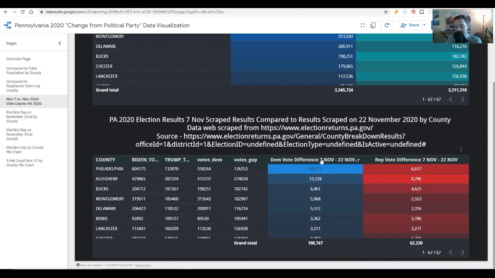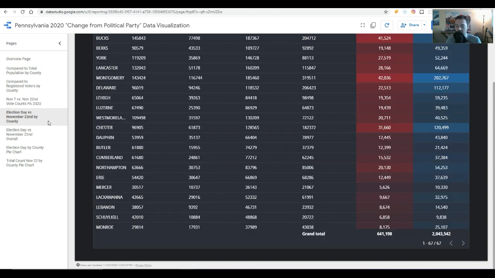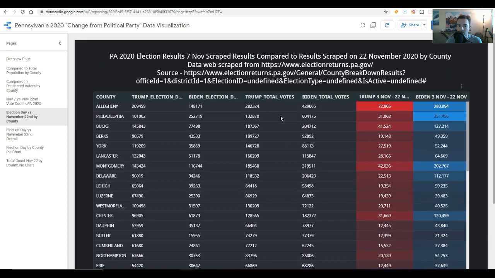Oh, and it's not just post-election day, right? It's November 7th to November 22nd. So that's something to note as well. But we do get into comparing election day against November 22nd, which I felt like was the most relevant one to look at. So what I did was I compared the difference between election day and November 22nd, and I checked each county, and then I checked the gain, right? So we can actually see right here, some of these top populated counties, Allegheny, Philadelphia, and Bucks.